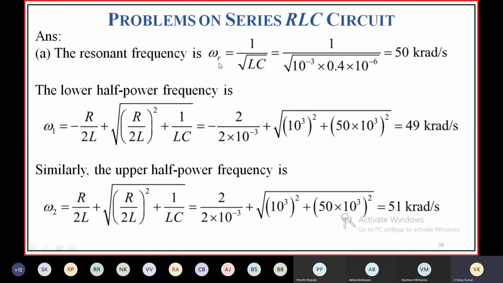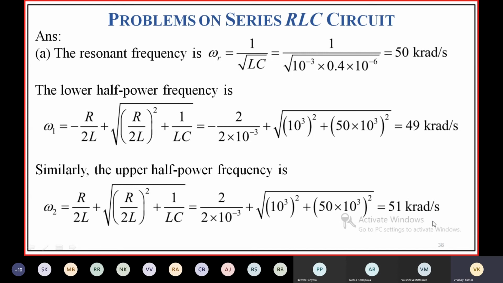Omega r is equal to 1 by root LC. Substituting the values of L and C, you are going to get 50 kilo radian per second. You know the formulas for lower cutoff frequency and upper cutoff frequency. Omega 1 is equal to minus R by 2L plus the root term. Substitute all values in this formula, you're going to get 49 kilo radian per second. Similarly, substituting values in the other formula, you're going to get omega 2. This is the lower cutoff frequency, this is the upper cutoff frequency. What is the bandwidth? Bandwidth is equal to 2 kilo radian per second.